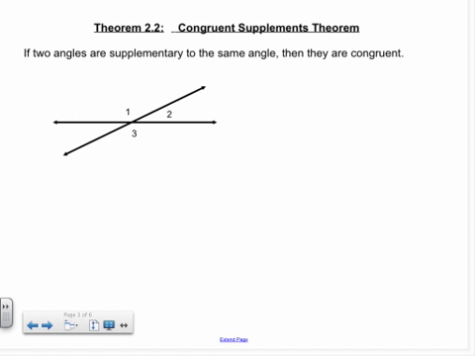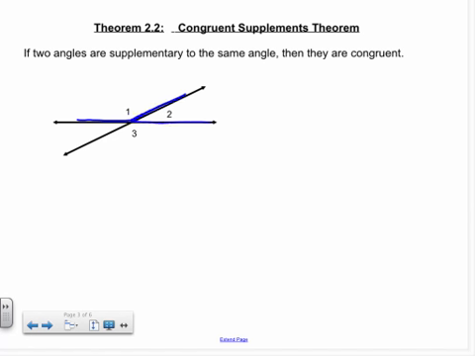Look at this! 2 theorems in one day, lucky you! The congruent supplements theorem is really similar to the congruent complements theorem. Maybe you already have a guess as to what this one says. In this theorem, if 2 angles are supplementary to the same angle, then they're congruent to each other. Our hypothesis tells us that we need to start with 2 angles that are supplementary to the same angle.